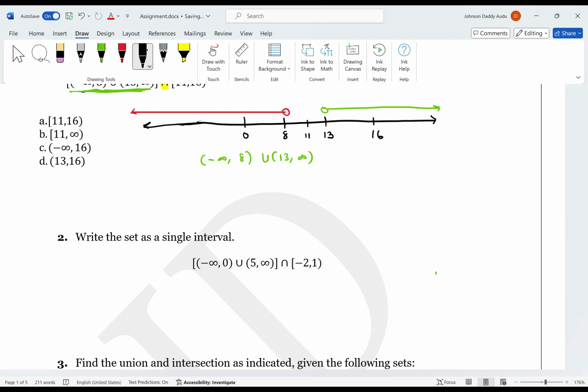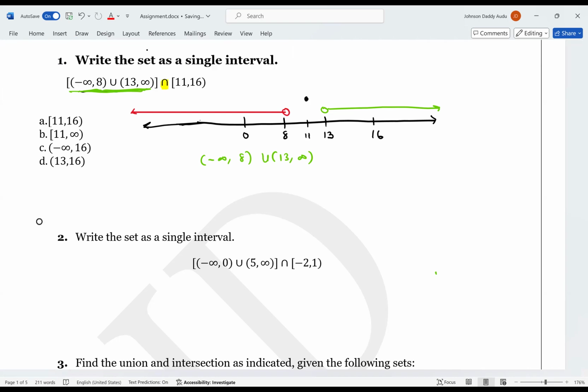So remember, this is 11 close. So it's going to be 11 close. 11 is here. Then we will draw this and we stop at 16, which is open.